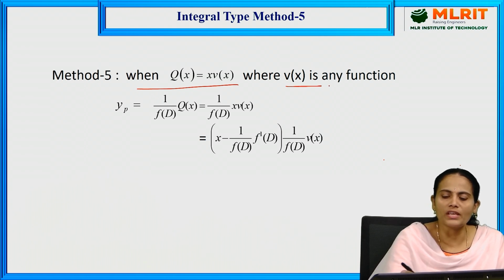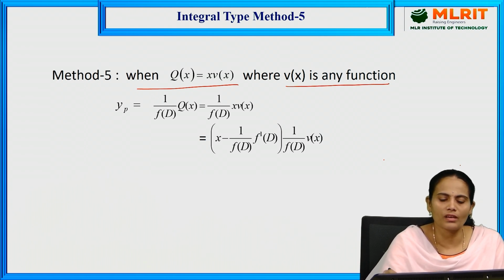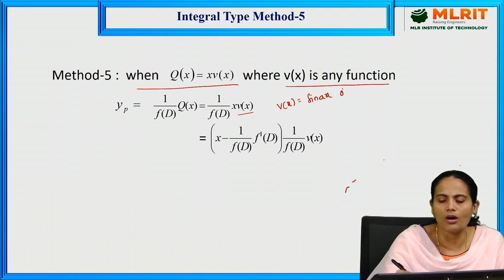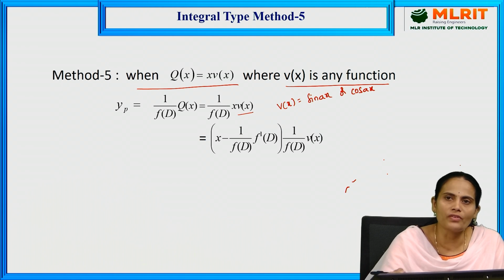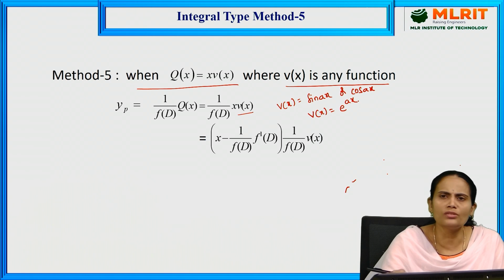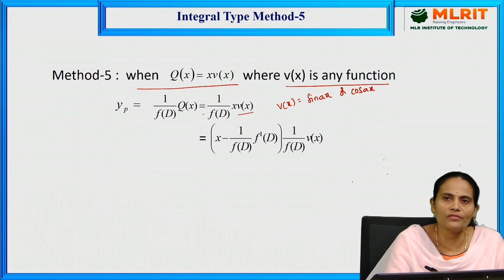Here v of x is any function, but mostly we take v of x as sin ax or cos ax. Suppose v of x is e power ax, then we can directly use method 4 to find the particular integral. If it is sin ax or cos ax, then how can we find the yp?